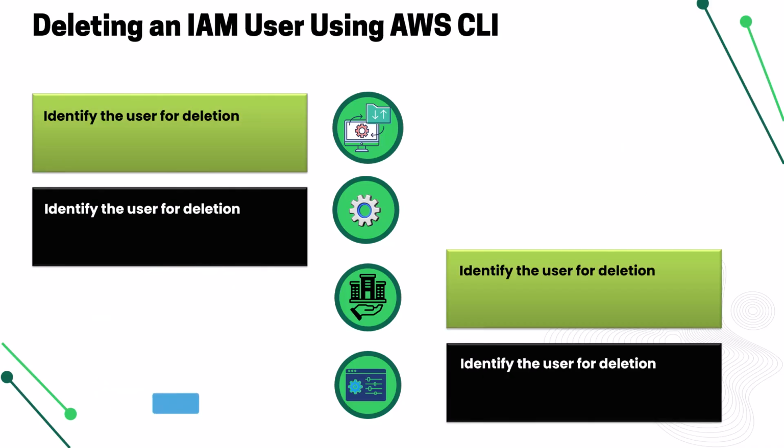Sometimes users outstay their welcome, just like expired milk in the fridge. Identify them, clean up their associated resources, and run the AWS CLI delete command. Double check, because once they're gone, there's no turning back.